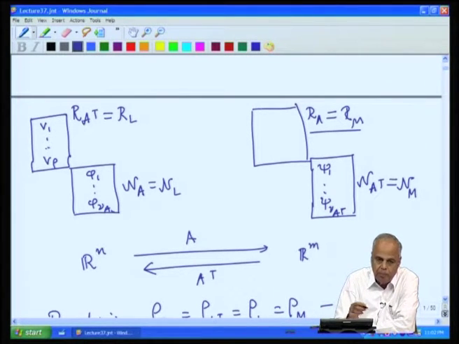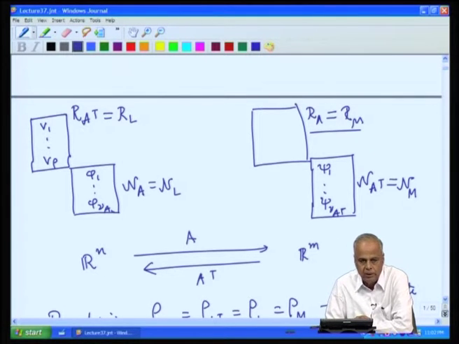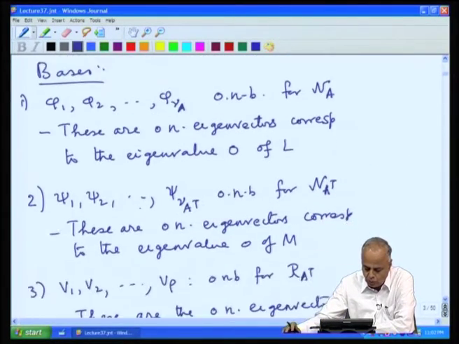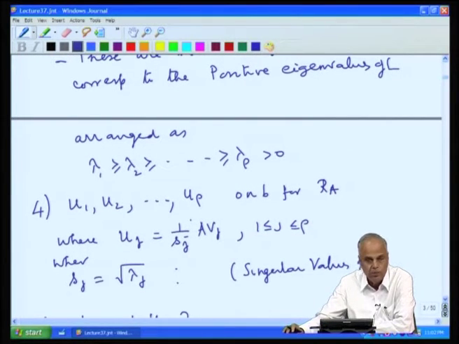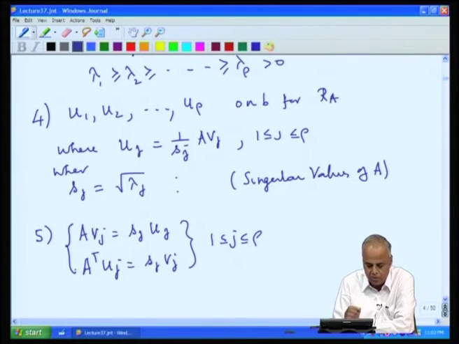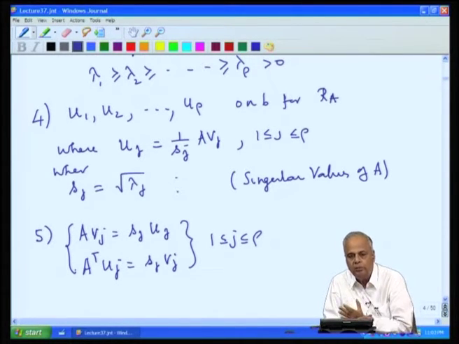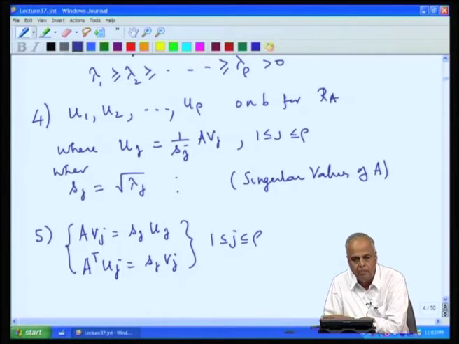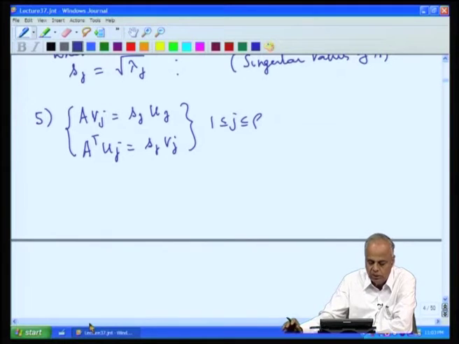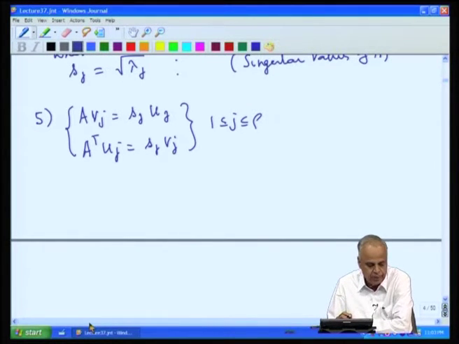For the range of A transpose, we pick the orthonormal eigenvectors corresponding to the positive eigenvalues of L, and from that we generate the basis U_1, U_2, ..., U_rho for the range of A. This way of choosing the basis connects the basis for the range of A transpose and the range of A, such that the V_j basis for the range of A transpose goes to the direction of the U_j basis of the range of A with a scaling factor of S_j, and the U_j basis of the range of A goes to the V_j direction of the range of A transpose with the same scaling factor S_j. So, these are the facts that we observed in the last lecture.